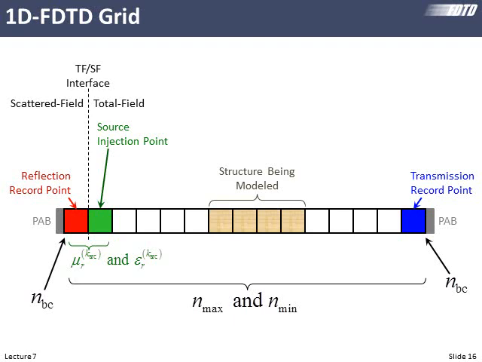Then we'll build in some device into the middle of that. Maybe it's a whole bunch of different layers, or who knows what that is. But our wave will then start at the injection point. It'll hit that device. Some will transmit, and some will reflect. The reflected stuff gets recorded at our reflection point at the far left side of the grid, and the transmitted fields get recorded at the far right of the grid at that transmission record point.